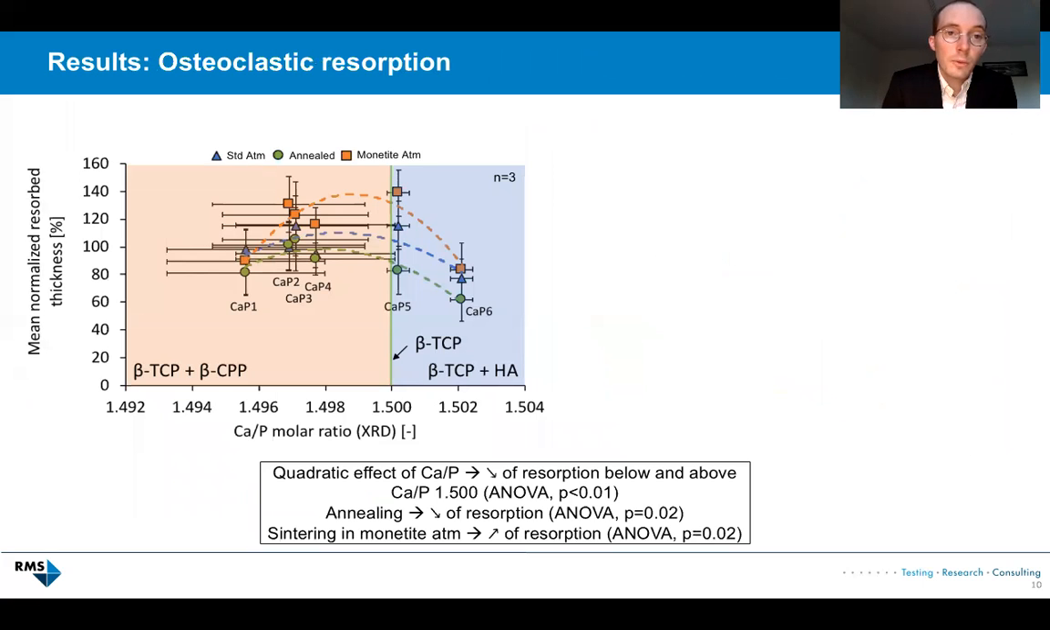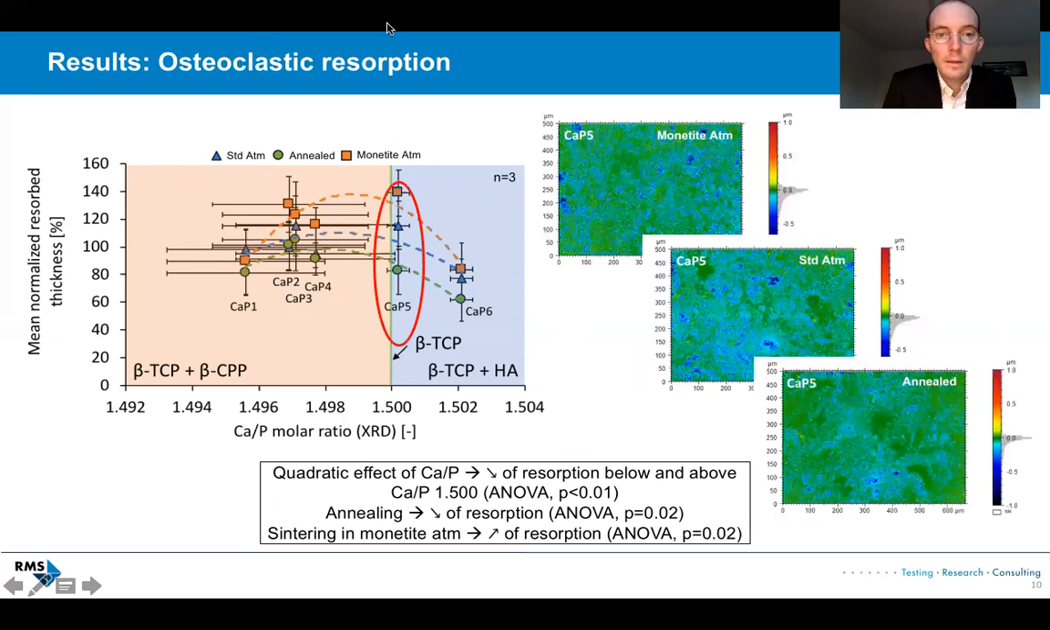Here are the results from the osteoclastic resorption. You can see the evolution of the mean normalized resorb thickness as a function of the bulk calcium over phosphate molar ratio. Here we can clearly see a quadratic effect, in which the resorption is maximum at a calcium over phosphate molar ratio close to 1.5. Sintering in the monetite-rich atmosphere significantly increased the osteoclastic resorption, as illustrated here, while annealing the cylinders significantly reduced the osteoclastic resorption, which is also shown here.